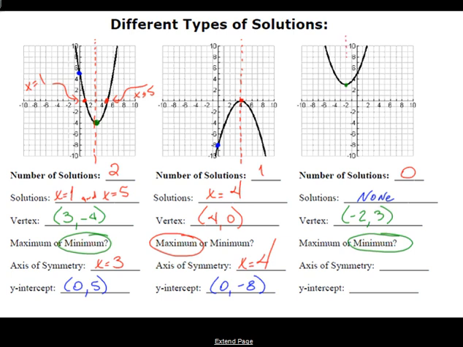My axis of symmetry is this dashed line that I just drew in here. Remember, it is the same as the x value of our vertex, x equals -2. My y-intercept would be right here. It is an ordered pair of 0, 5. And there are all the different types and different ways we can look at our parabolas or our quadratic functions in graphing form. Good luck.